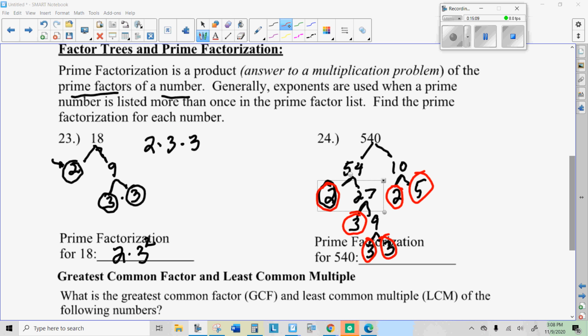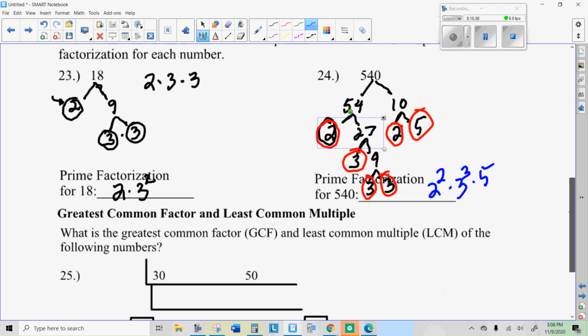All right, so I circled those so that you could see all the prime factors, and now I'm going to count. There's 2 2s, so I'm going to write 2 to the second. There's 3 factors of 3, so I'm going to do 3 to the third, and there's 1 factor of 5. So it would look like that.